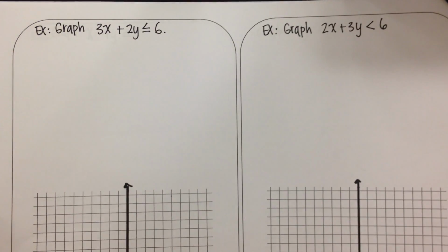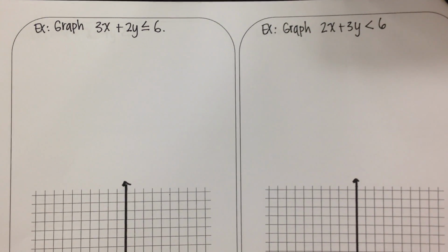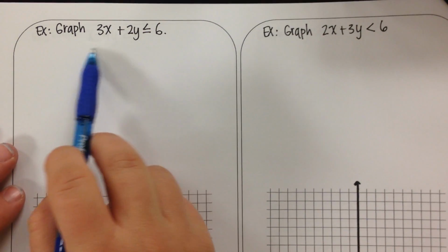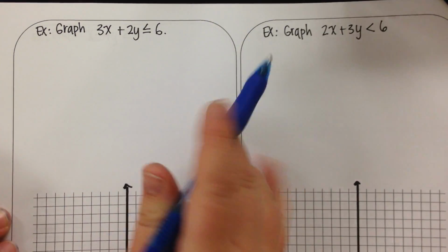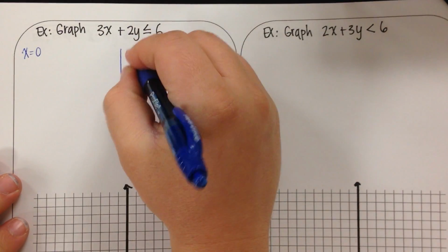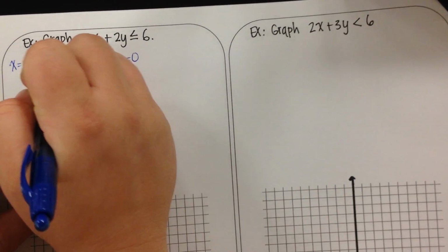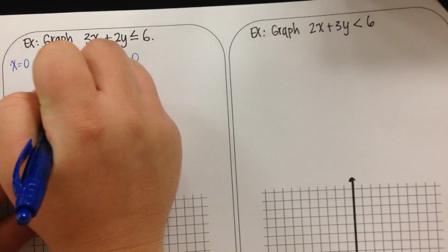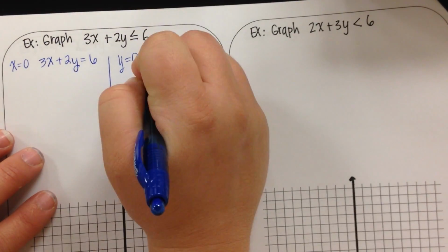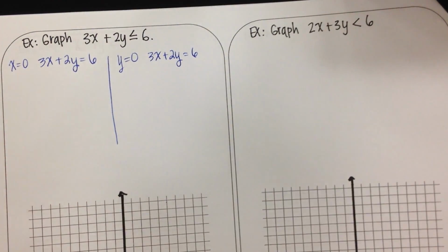Okay, so example on page 3. We're going to graph this inequality. We're going to do our two scenarios. First one where x is 0, y is 0. On the second one, we're going to change this to an equation so that we don't have to worry about the inequality sign. Or we're going to treat it like an equation, but we're not changing the actual inequality. It's just for work purposes.